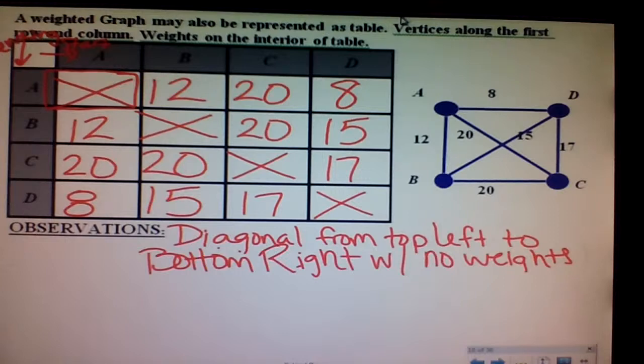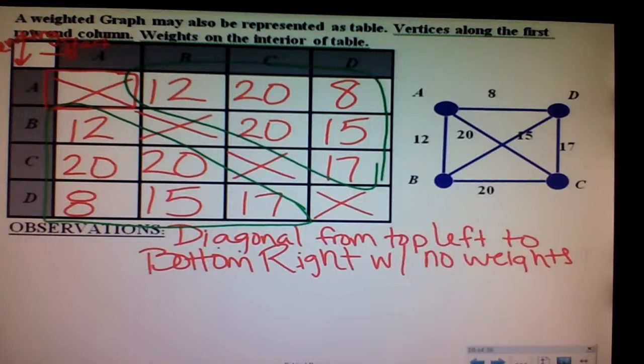Extend the page. What else do you notice? The numbers are the same. Take a look at the numbers here versus the numbers here. They equal the same. It's a reflection over that diagonal line. It's a reflection over the line y equals negative x. And they're in the same spot too.